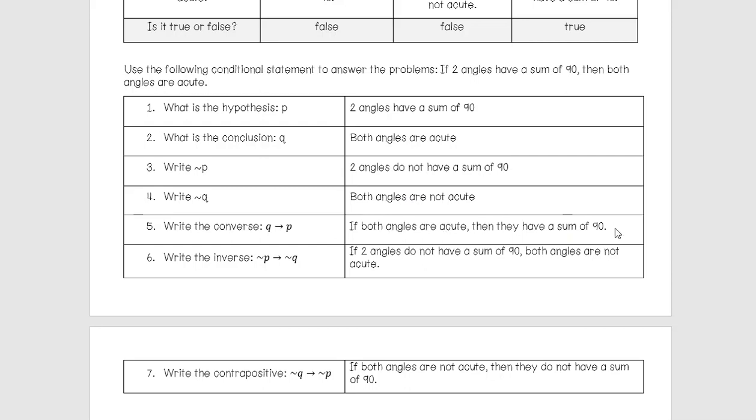This would not be a true converse because we can prove with a counterexample that both angles could be acute, like 89 degrees and 89 degrees. We could add them up and they wouldn't have that sum of 90. So this is not always true.